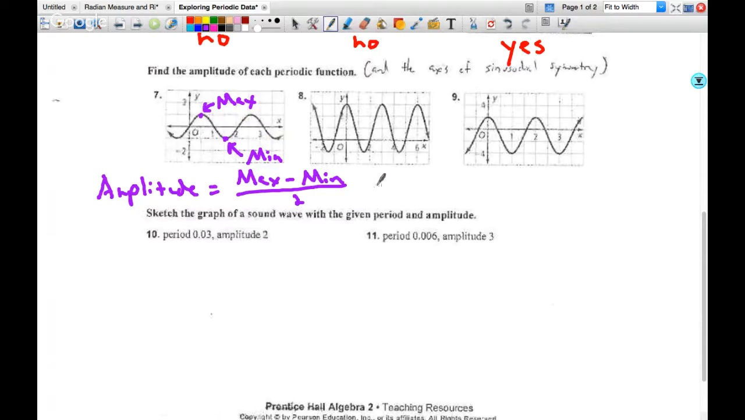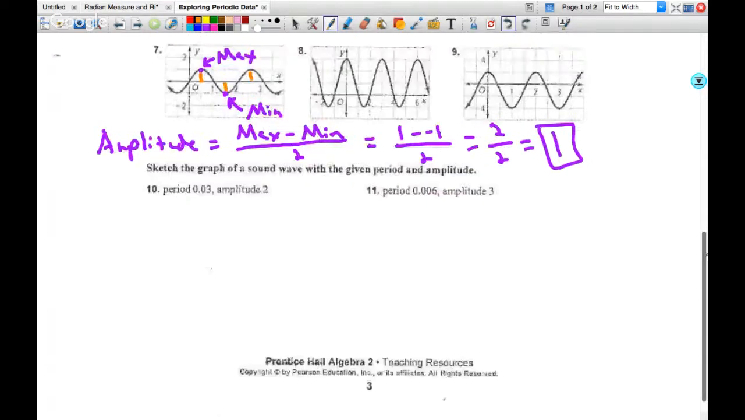And that midline being in the middle would be always half of this difference from the max to the minimum. So in number 7 here, that would be 1 minus a negative 1 all divided by 2, or 2 over 2, which equals 1. The amplitude of this first one is 1. That's pretty easy to see because in this first one, the x-axis makes our midline, and you can see that the wave's coming up 1 unit there, it's going down 1 unit there, up 1 unit there from the midline.